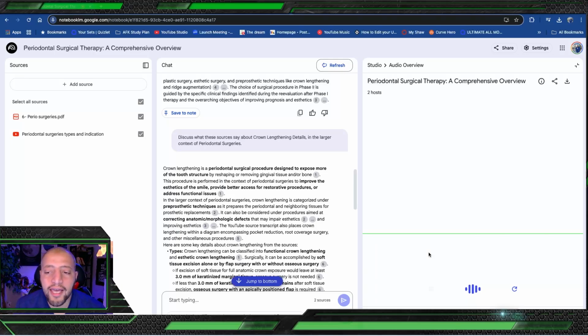Hello. So I would like to know when we are going to do the perio surgery. What is the cutoff of the probing depth, and what is the clinical indication that we need periodontal surgery intervention?